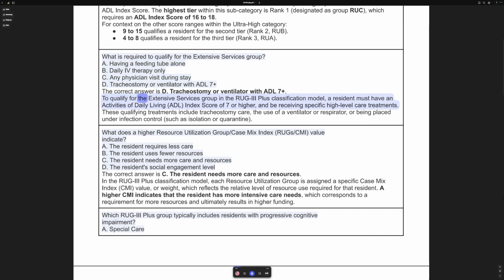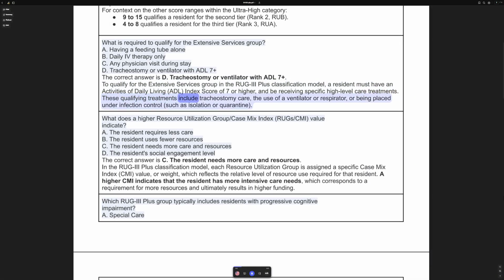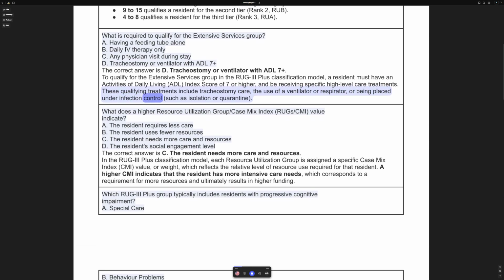To qualify for the extensive services group in the RUG 3 Plus classification model, a resident must have an activities of daily living (ADL) index score of 7 or higher, and be receiving specific high-level care treatments. These qualifying treatments include tracheostomy care, the use of a ventilator or respirator, or being placed under infection control, such as isolation or quarantine.